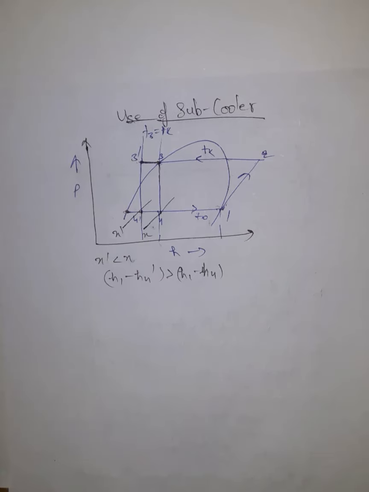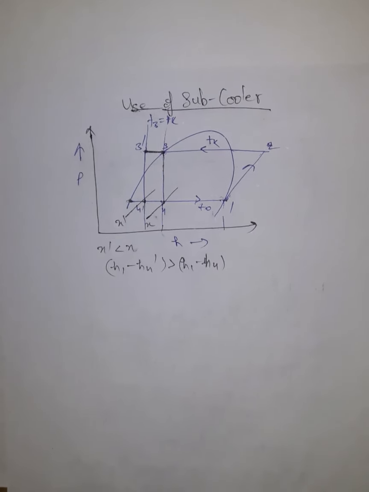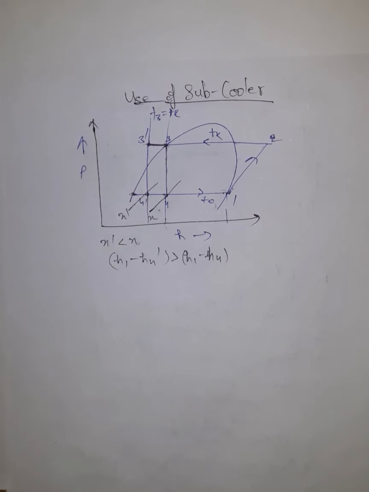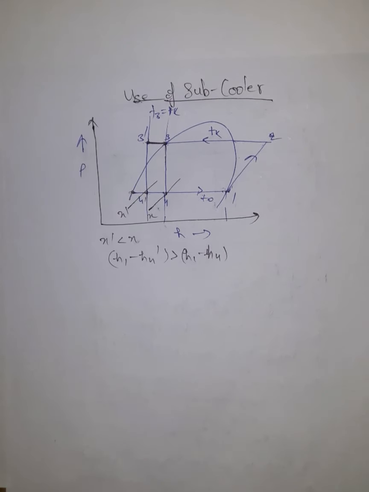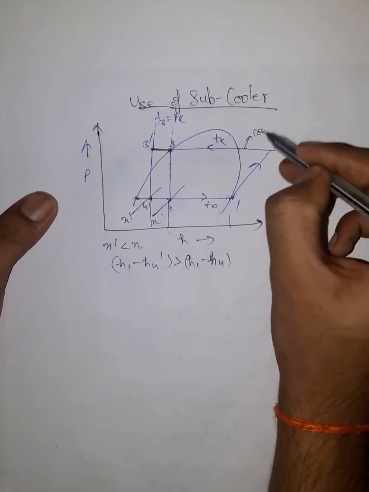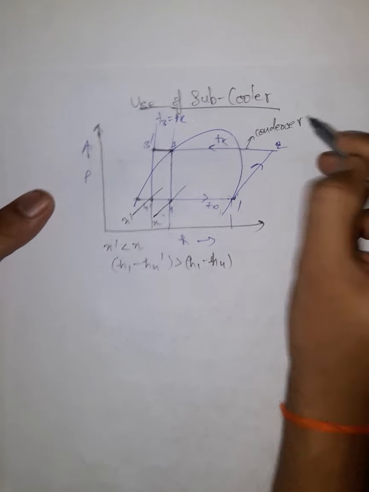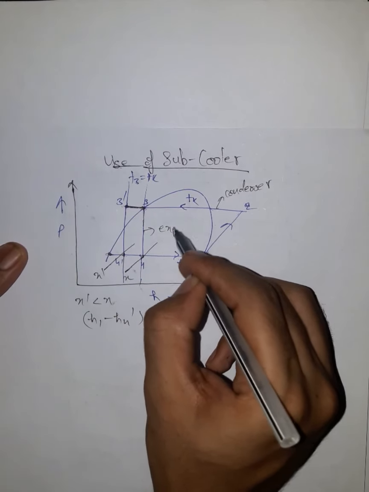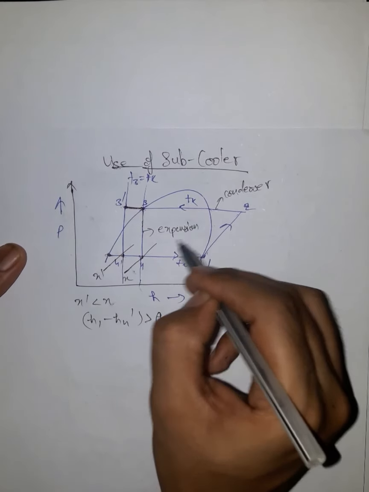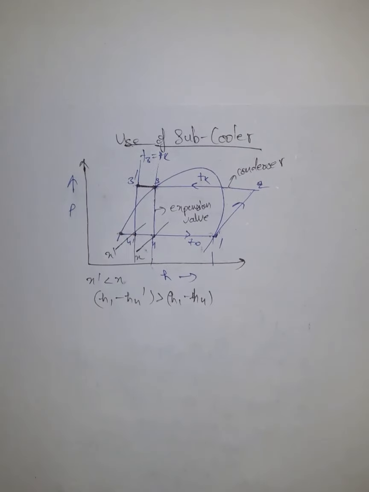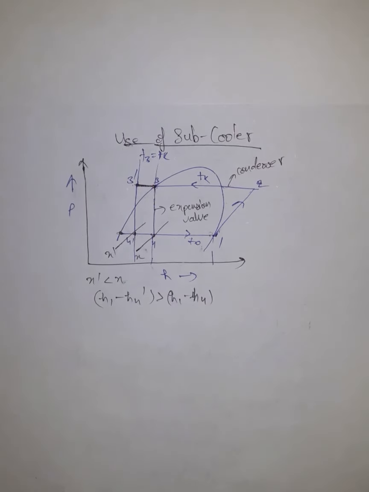Now how is this subcooling done? The subcooling is mainly done to decrease the temperature of the liquid coming out of the condenser by some degrees, and the subcooler is installed between the condenser and the expansion valve. The condenser is present over here, and this throttling is done in the expansion valve. So between these two we install this subcooler. And the effect we have already discussed.